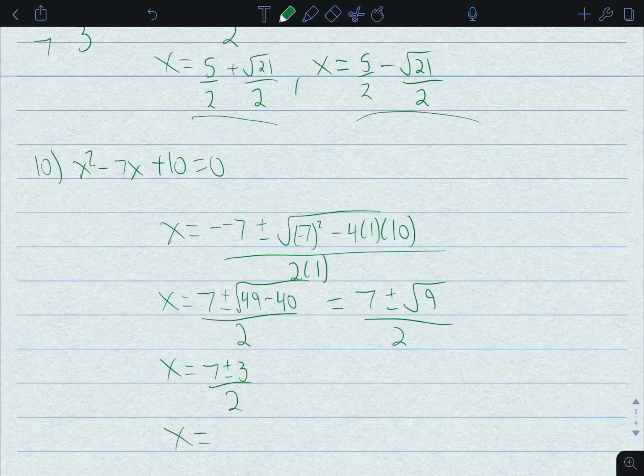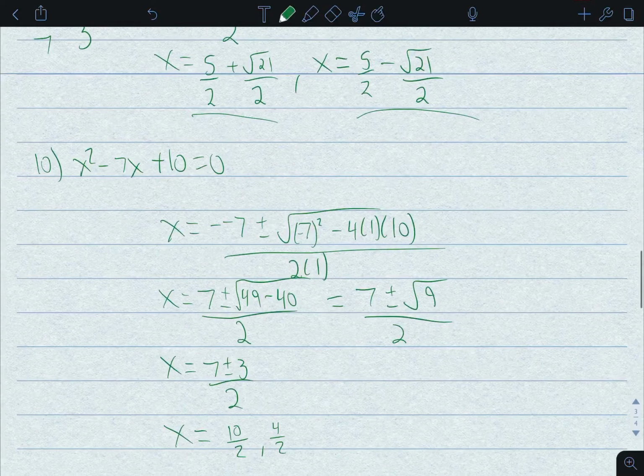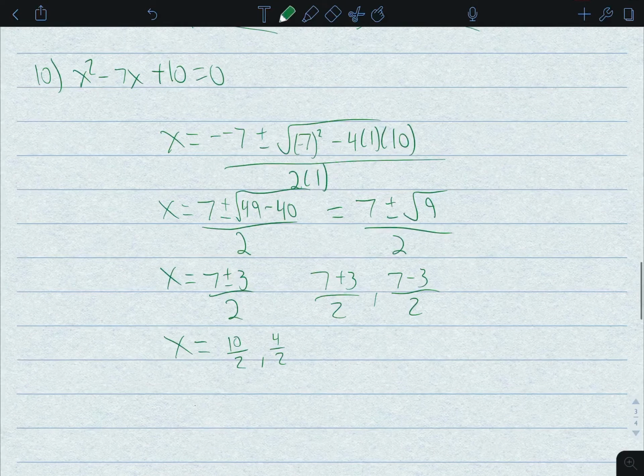So then our final answers will be 10 over 2 or 4 over 2. That's because I did 7 plus 3 over 2, 7 minus 3 over 2. 5 and 2. If you feel like I'm going too fast, you can play the YouTube video slower. If you want me to go even faster, you can increase the speed.